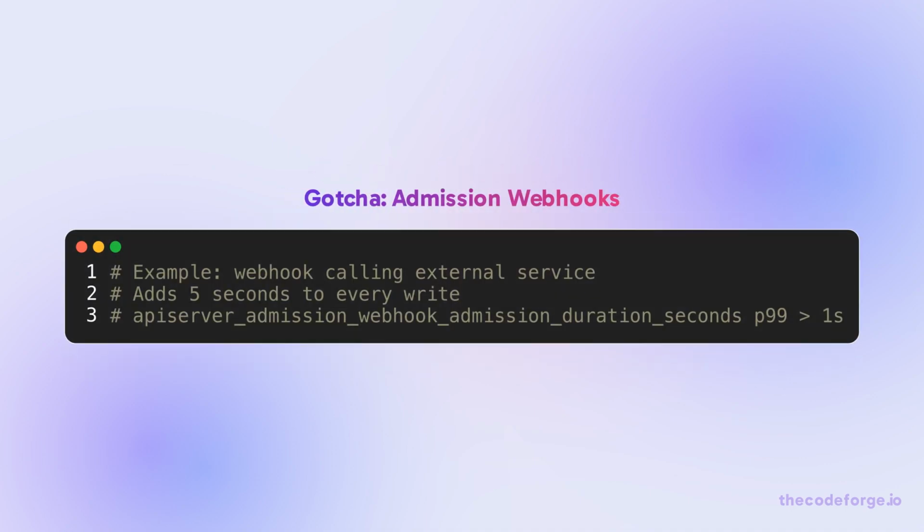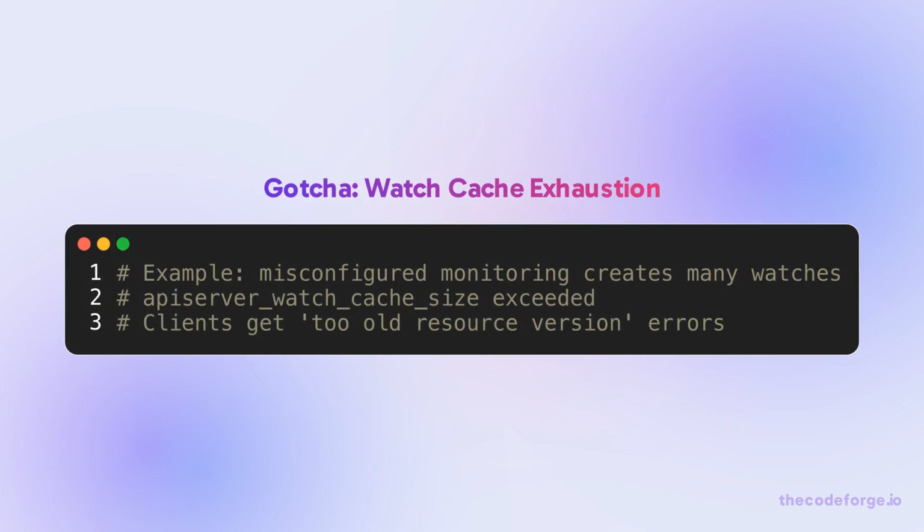A slow admission webhook that takes 5 seconds to respond adds that delay to every write to that resource type. Monitor the metric and set timeouts to avoid stalling the control plane. If writes exceed the watch cache capacity, clients get "too old resource version" errors and must relist all resources. This can cascade into a thundering herd problem. Increase watch cache sizes or reduce watch concurrency.